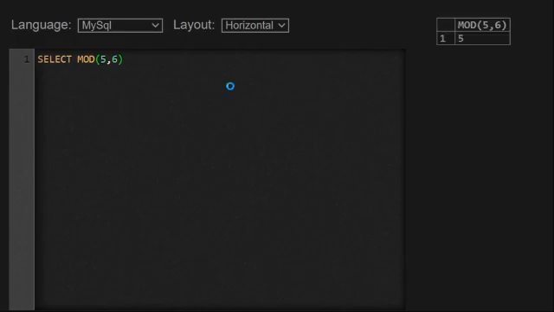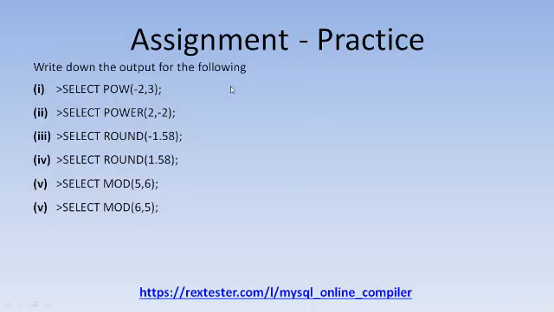Okay, some assignment for you. Students, write down the output for the following queries. If you want to practice online, then the link is given here. Click on this link or note it down for further use.